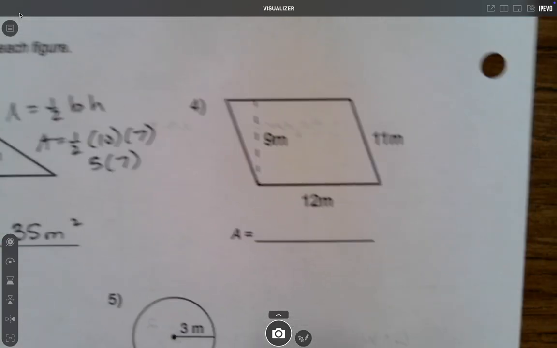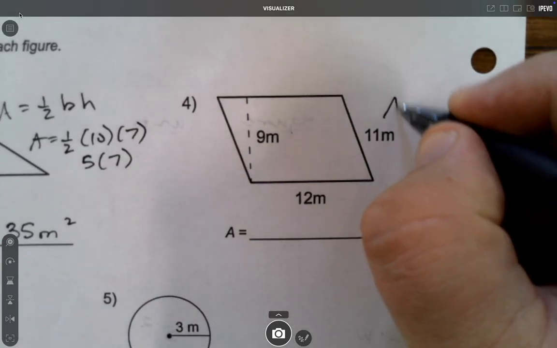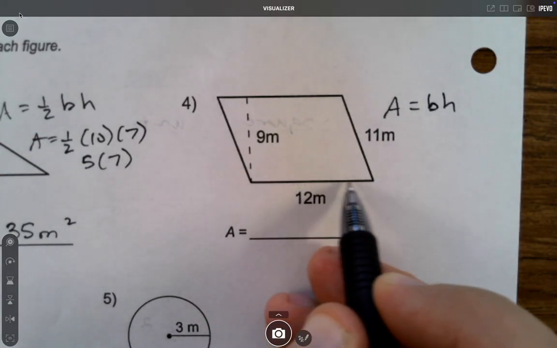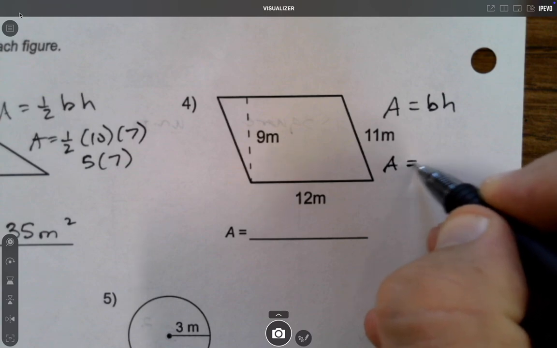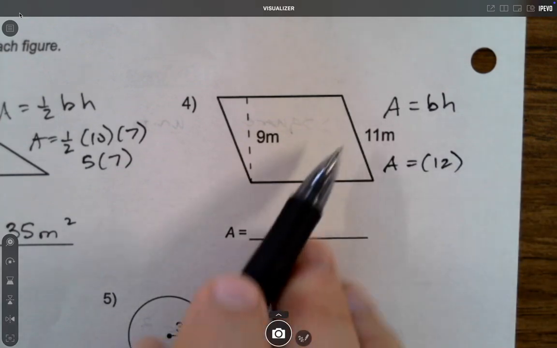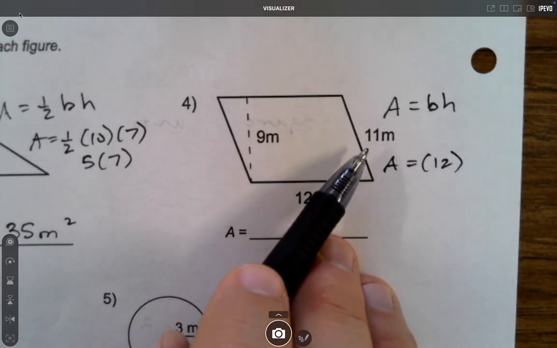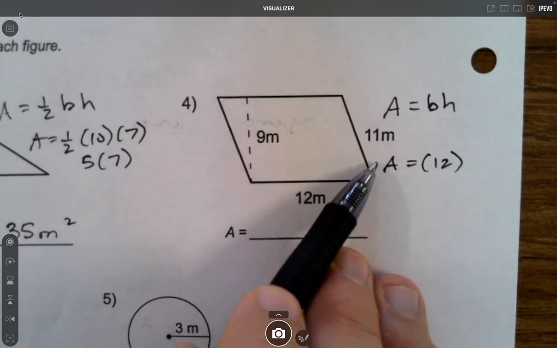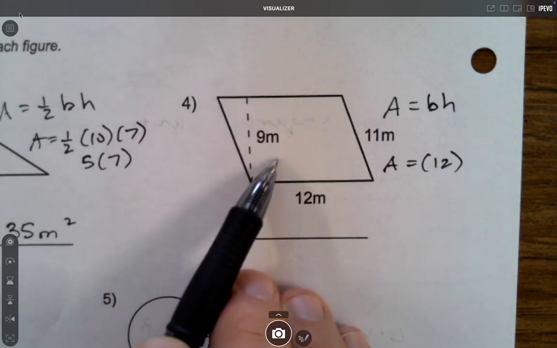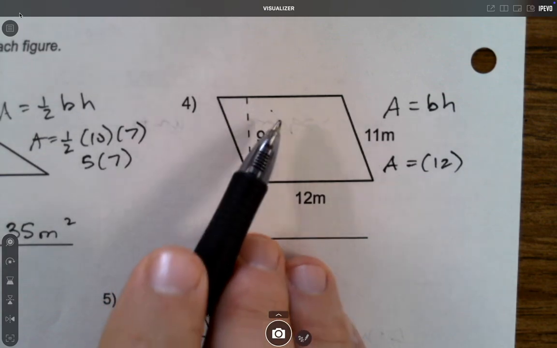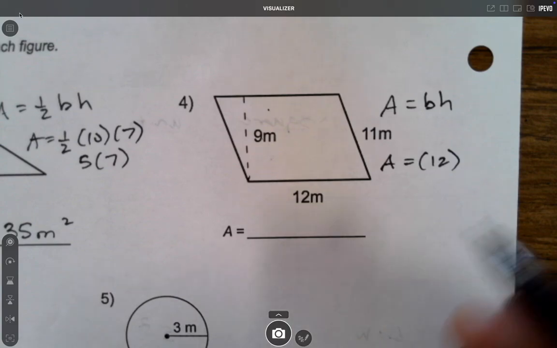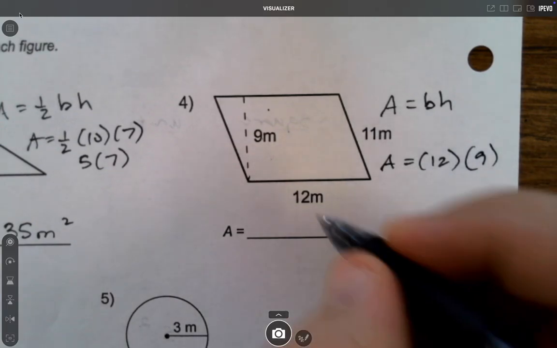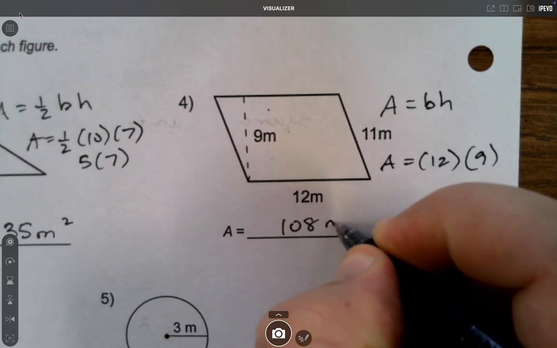Okay, now number 9, you need to pay close attention. This is a parallelogram, so you do base times height. Now the base, I hope it's clear, is the 12. The height, though, some people are tempted to put the 11 in there, but 11 is not the height. The 11 is the side, what the length of this side is. Now the vertical up and down length is the height. So it's 9 meters. That's our height. So we plug in 9 for the height. And 12 times 9 is 108 square meters.